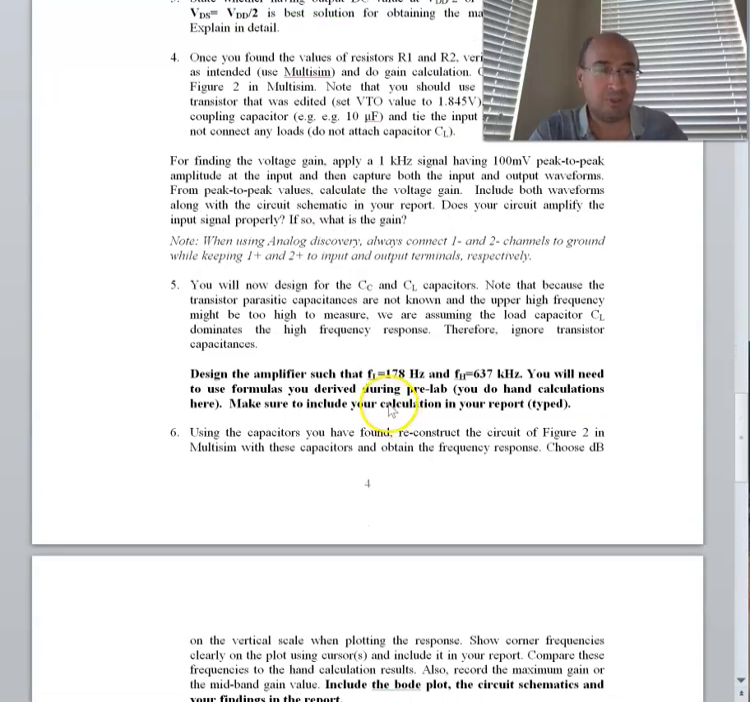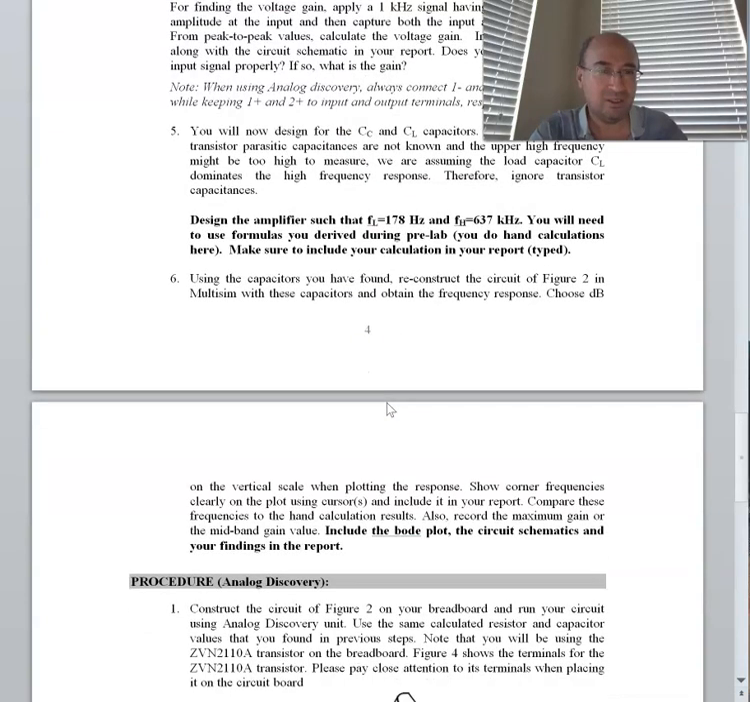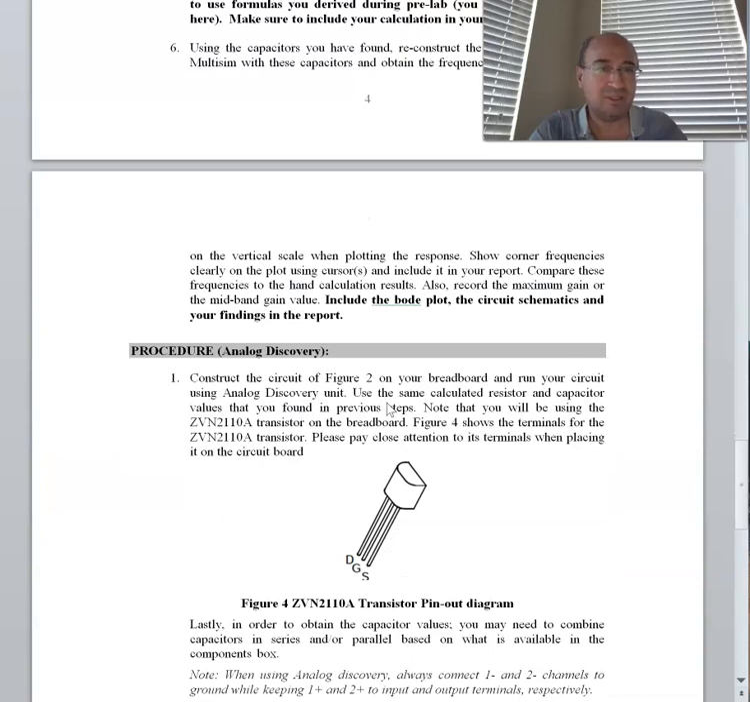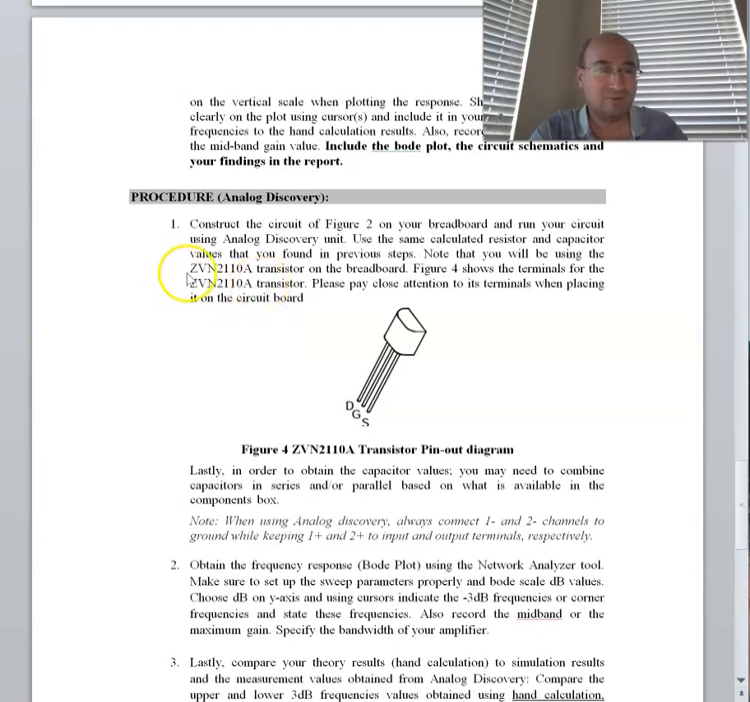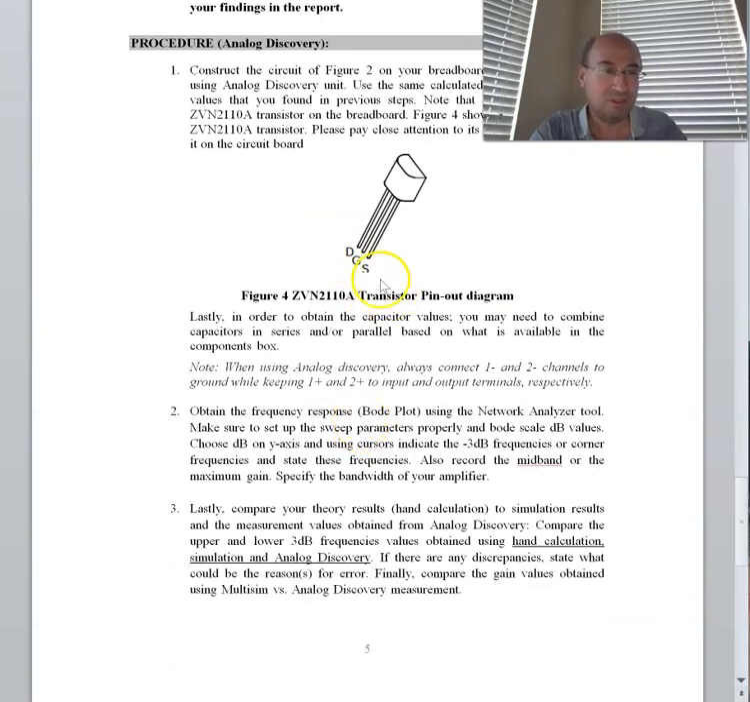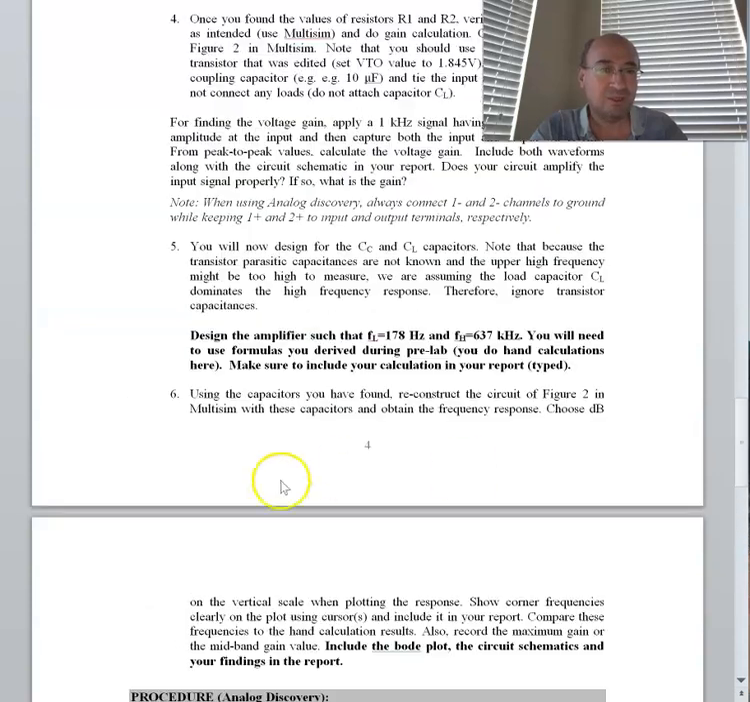We're doing this in Multisim, and then finally we're going to do this in Analog Discovery. We've got transistor terminals; we're going to pay attention before placing it on the board. This is very crucial. And make sure you connect the 1- and 2- channels to ground to cancel any noise. Using the network analyzer tool in Analog Discovery, you can now obtain the Bode plot and figure out the corner frequencies and the maximum gain. Then you're going to compare this to the Multisim results and hand calculation results.